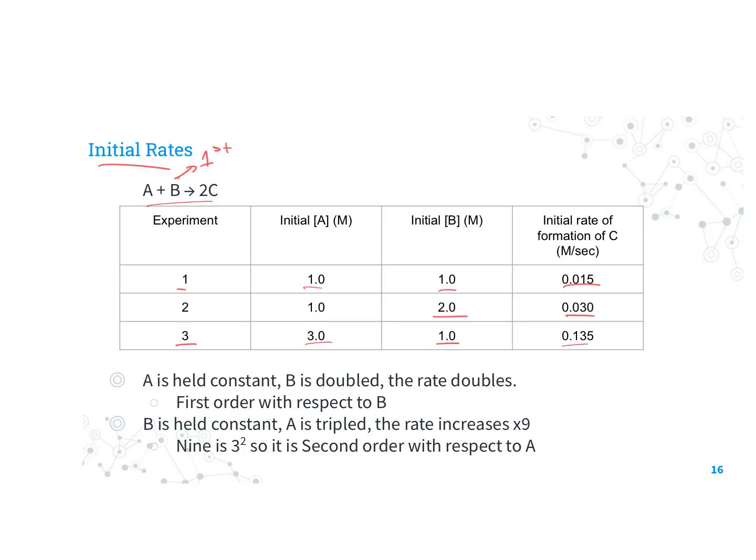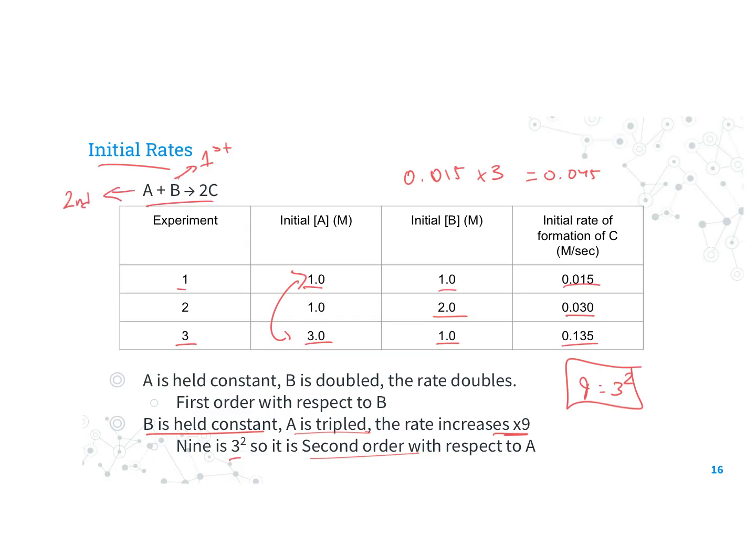But here we can see that the rate does not just triple, right? Because if it just tripled, it'd be 0.015 times 3, which is exactly what we did between experiment 1 and 3 here. I should get 0.045. In reality, though, when B is held constant and A is tripled, my rate increased by 9. 9 is just equal to 3 squared. And so because once I tripled the concentration, I essentially squared the result. That means it's second order with respect to A. And so for B, it's first order, and for A, it's second order.